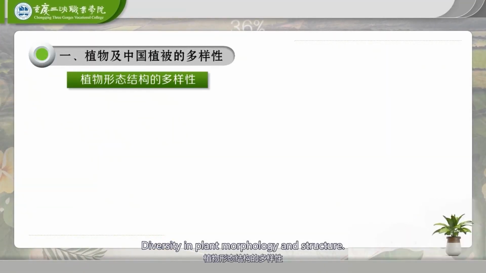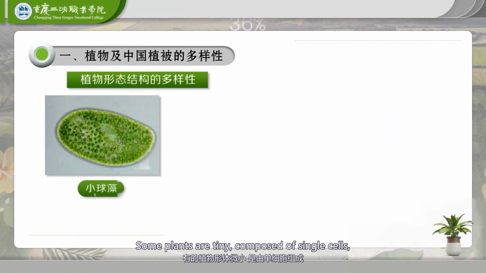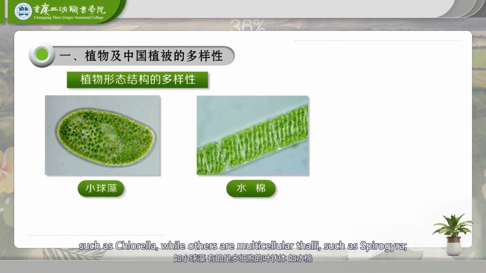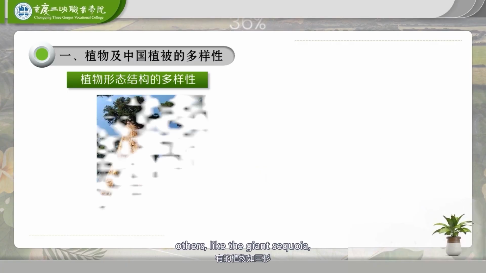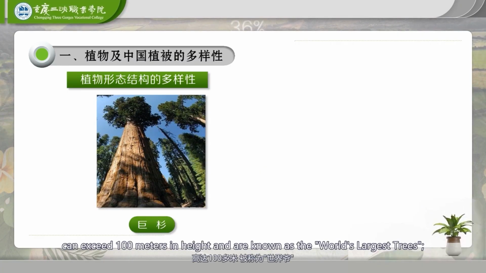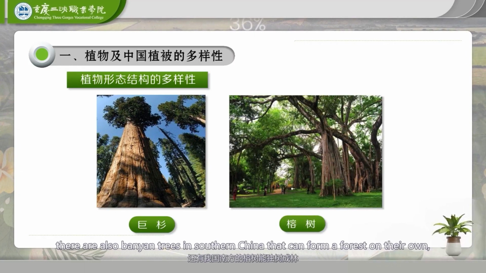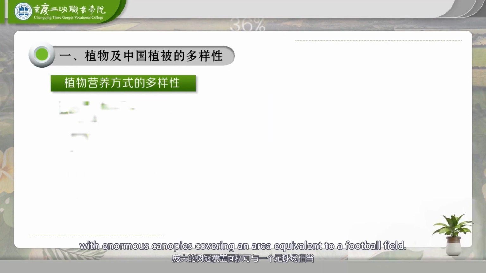Diversity in plant morphology and structure. Some plants are tiny, composed of single cells, such as chlorella, while others are multicellular thalli, such as Spirogyra. Some plants are only 2 to 3 centimeters tall, like bryophytes. Others, like the giant sequoia, can exceed 100 meters in height and are known as the world's largest trees. There are also banyan trees in southern China that can form a forest on their own, with enormous canopies covering an area equivalent to a football field.